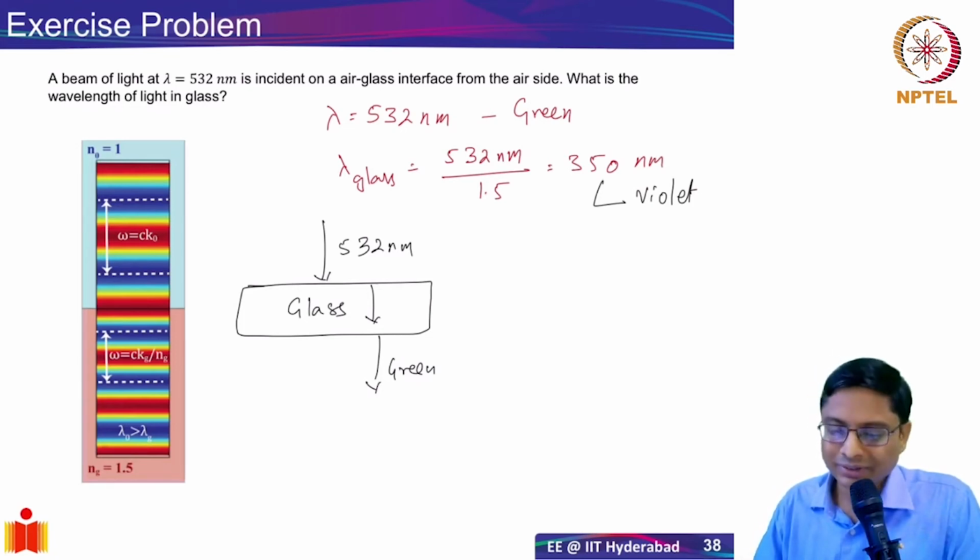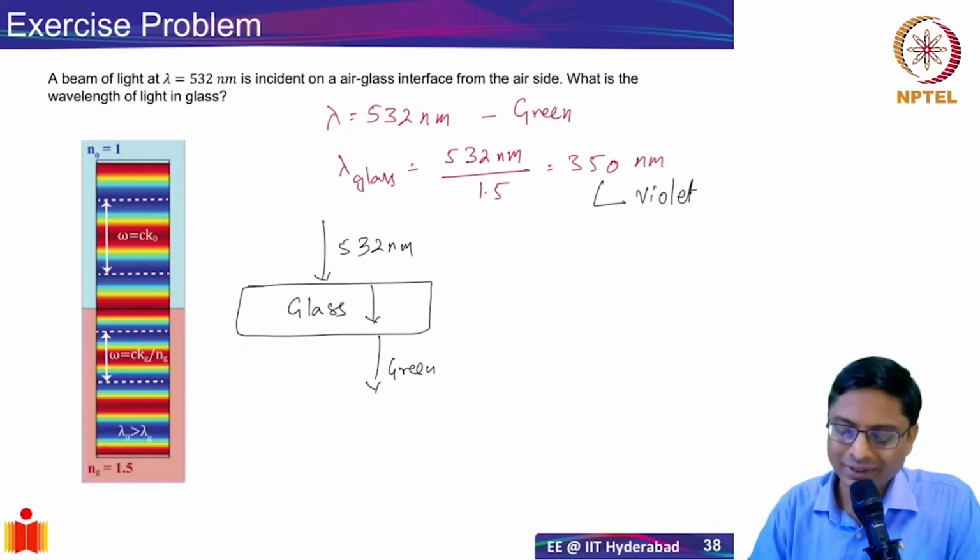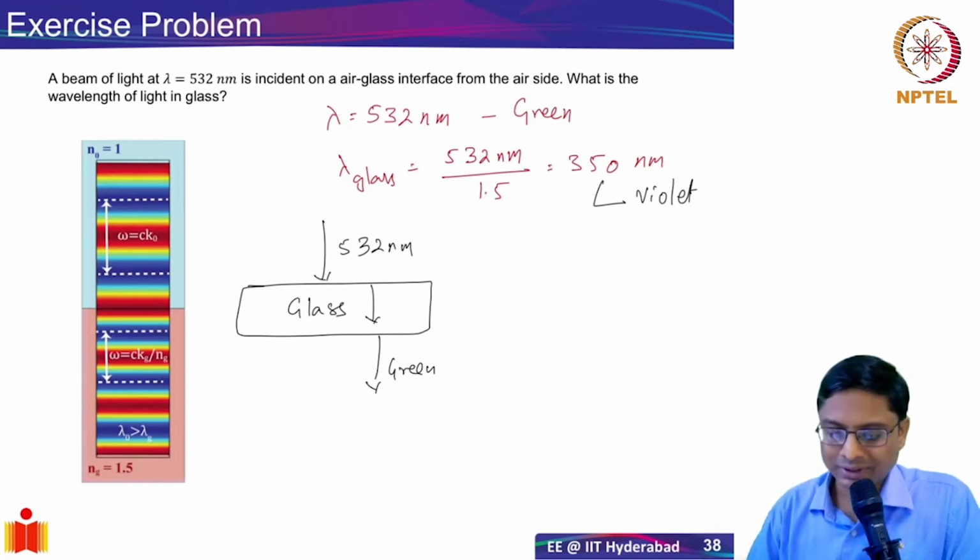So how do you resolve this? Well, there are multiple ways to look at it. We already talked about it: lambda naught is the free space wavelength, which is given to me. Let me try to calculate the frequency. The frequency is simply c by lambda naught, right?